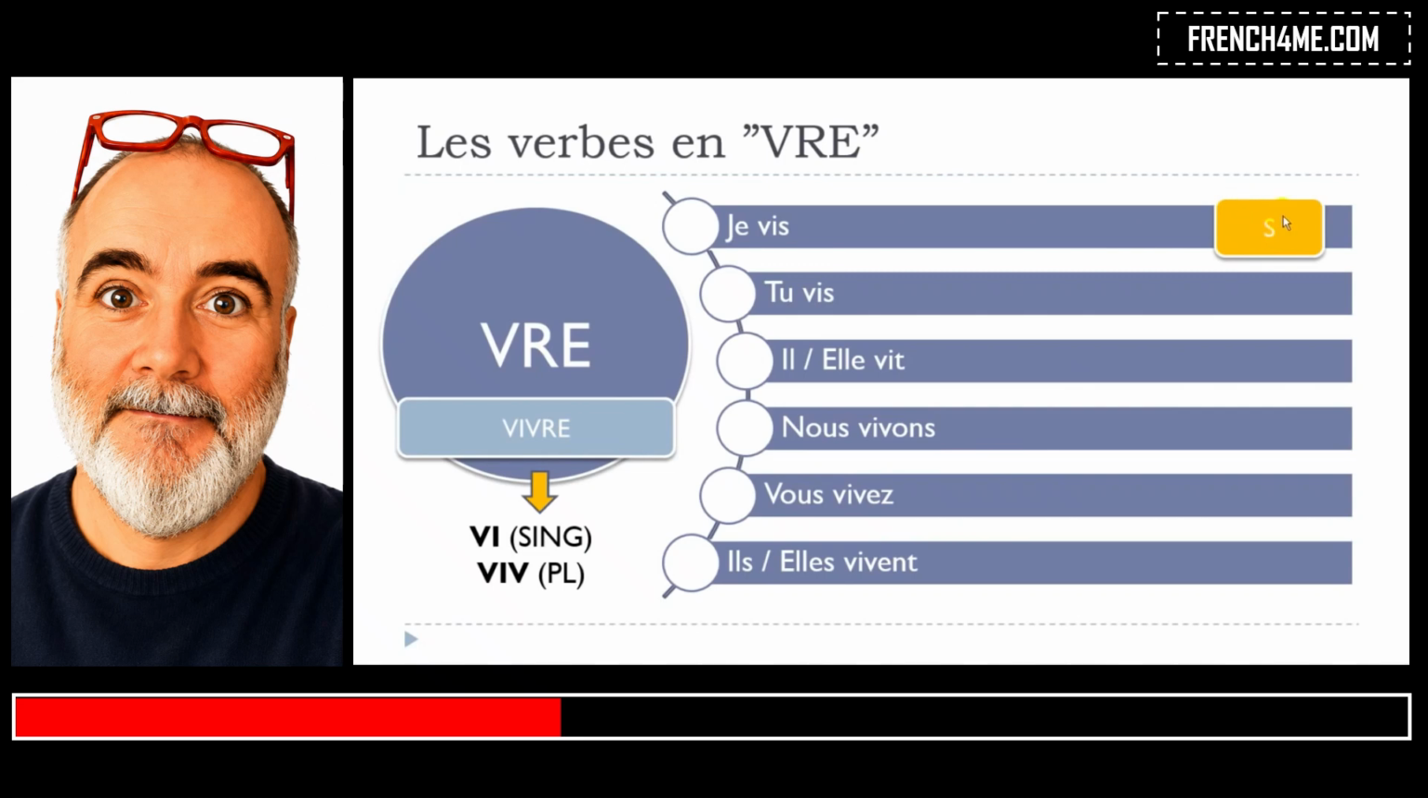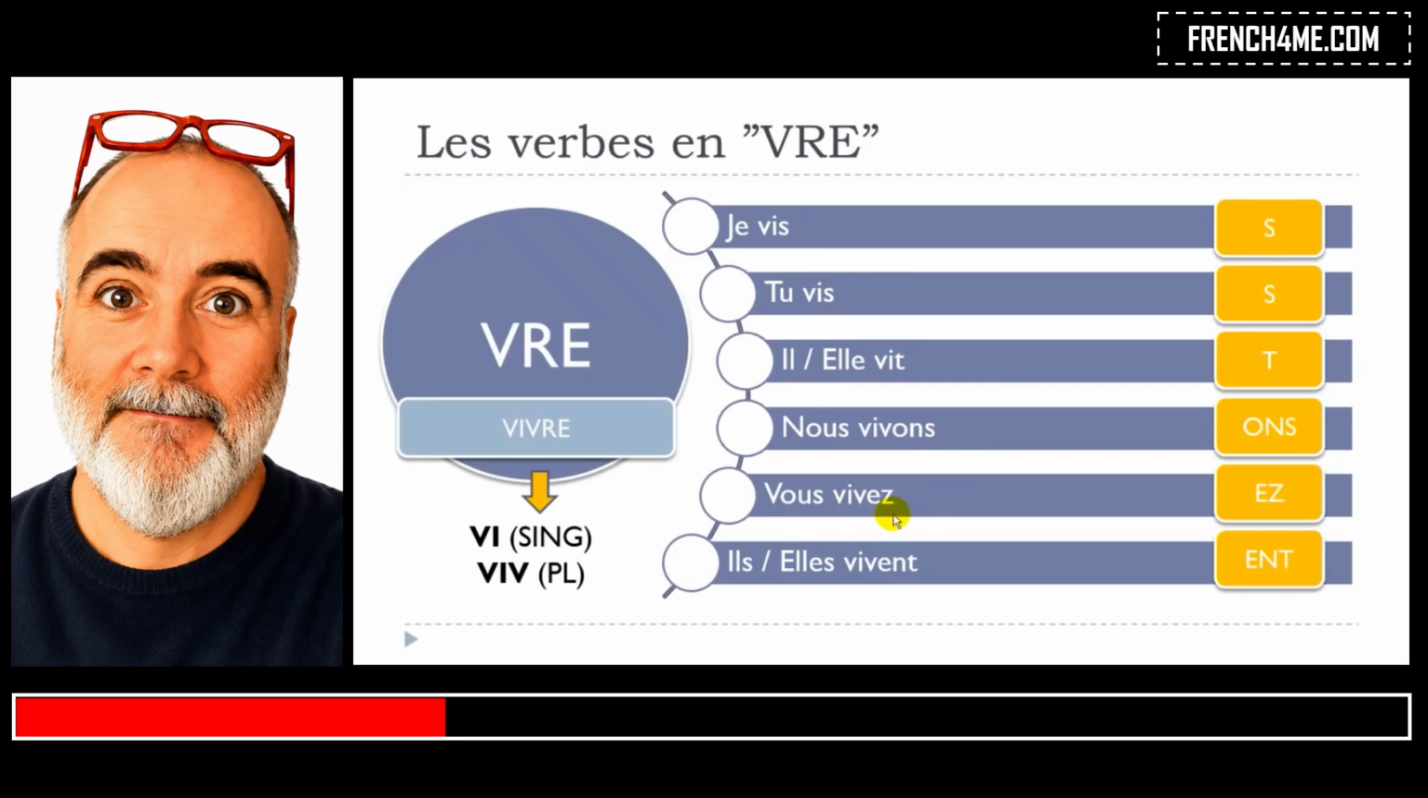Remember, for je it's s, for tu s, and for il t. So this is the reason why we get je vis, tu vis, il vit, elle vit. Okay, and then for nous the ending is ons, so you get nous vivons, then ez, vous vivez, and after that ent, ils vivent, elles vivent.